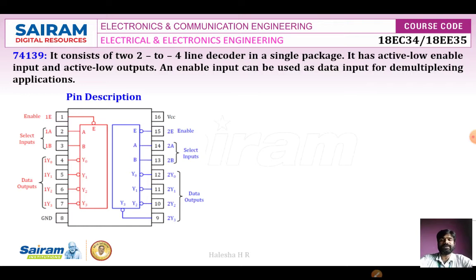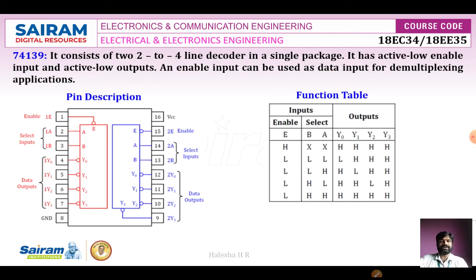So it is a 16 pin IC, and this is the function table. On the input side we have the enable input and select inputs. Here A is the LSB and B is the MSB. Whenever E is H, that is 1, since it is active low, it is disabled. So whatever the select inputs are, all outputs are H, that means all outputs are not selected, since the outputs are active low and H means not selected.